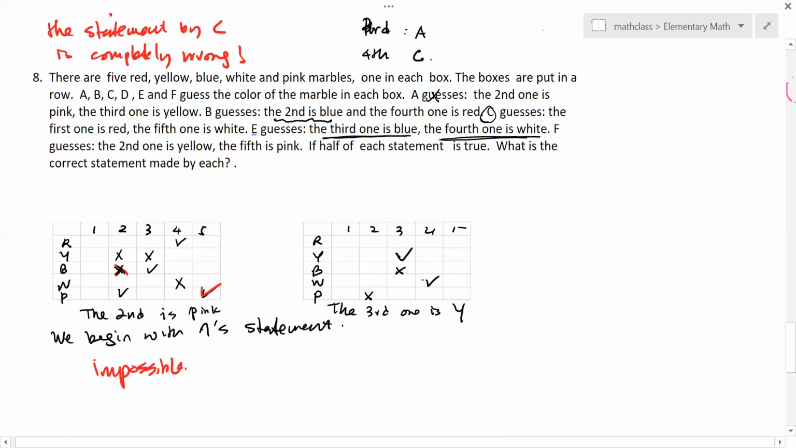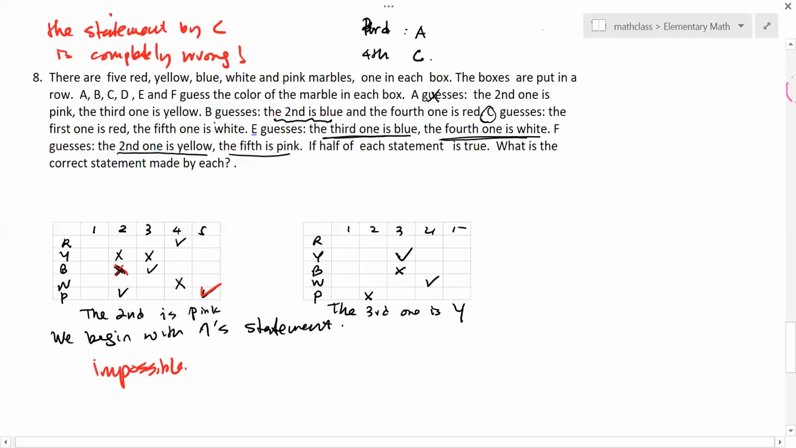Then I can look at the statement by F. F says the second one is yellow, the fifth one is pink. But you don't know which one is correct, because one of them is correct. The second one is yellow, I'm not sure it's correct. And the fifth one is pink, I don't know which one is correct, because I only know the second one cannot be pink. So you go back to the statements.